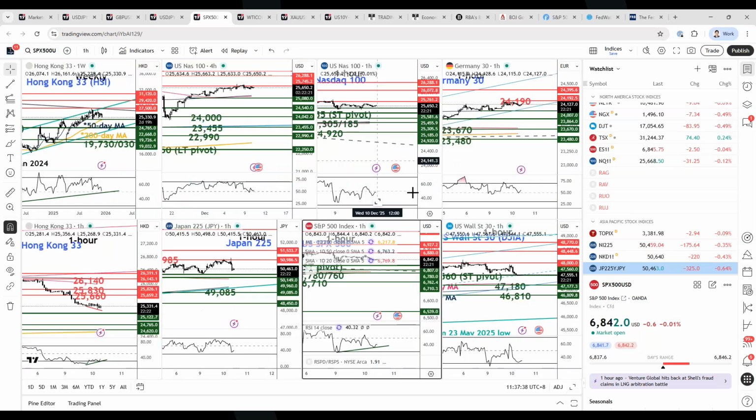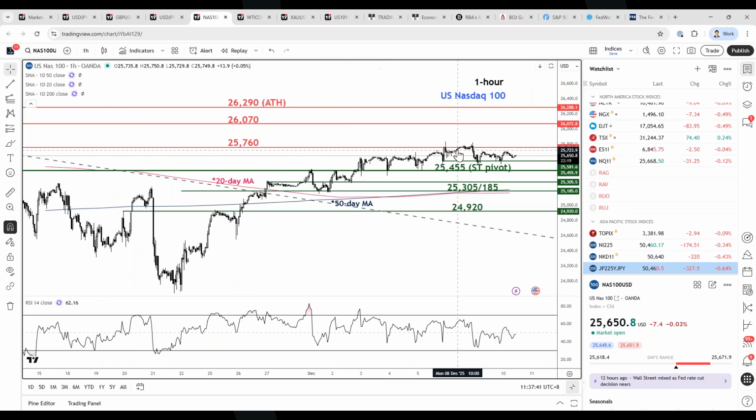Lastly will be the Nasdaq 100. So the Nasdaq 100 also trades in a tight sideways range over here. It can't have a proper bullish breakout above the first resistance level at 25,760 since Monday, but managed to hold above our first support level at 25,580 in the last 3 sessions. And no change with that. Pivotal support still remains the same at 25,455.